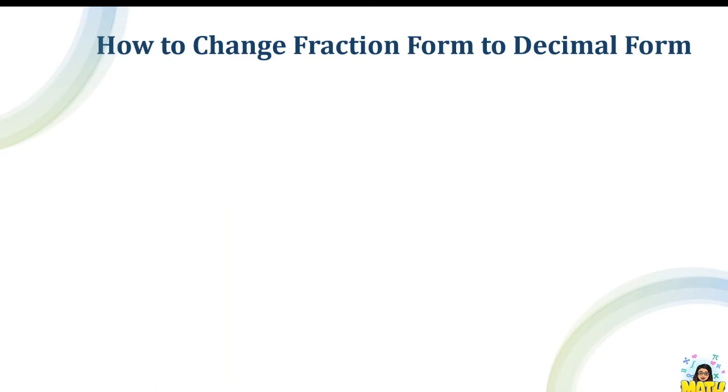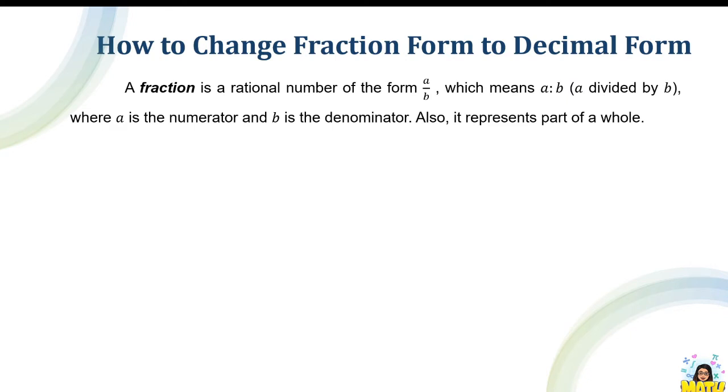So let's deal first on how to change fraction form to decimal form. Recall that a fraction is a rational number of the form a over b, which means a is to b or a divided by b, where a is the numerator while b is the denominator. And remember that a fraction represents part of a whole. So dito, I have three examples. Example 1 and example 3 are called proper fractions because the numerator is less than the denominator, while number 2 is an improper fraction since the numerator is higher than the denominator.